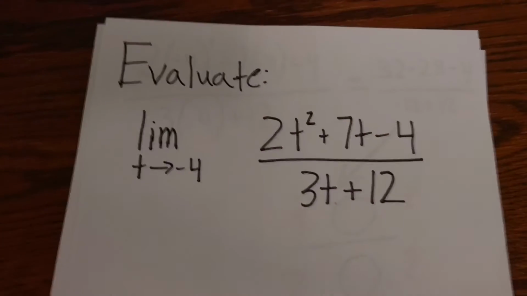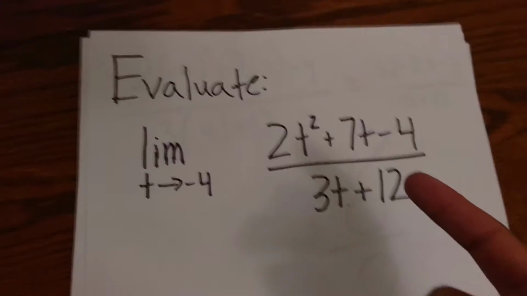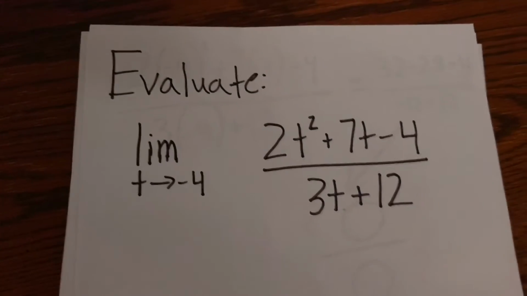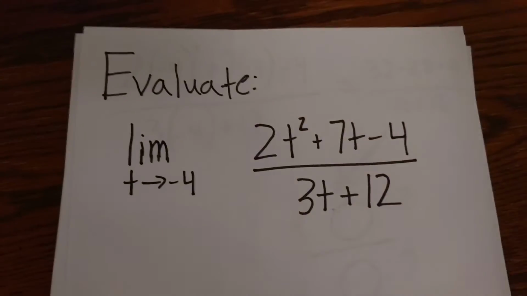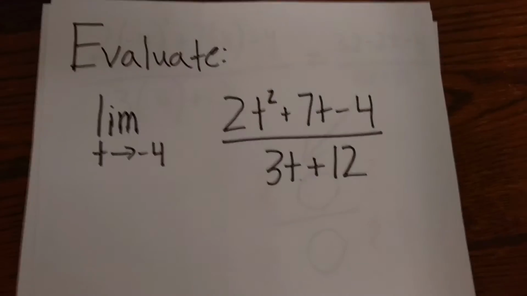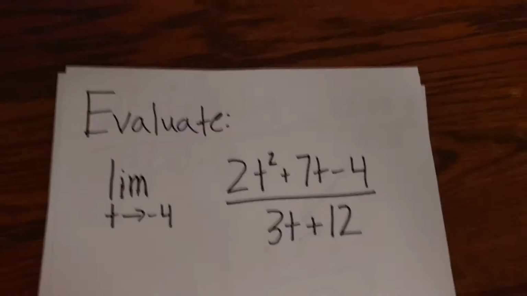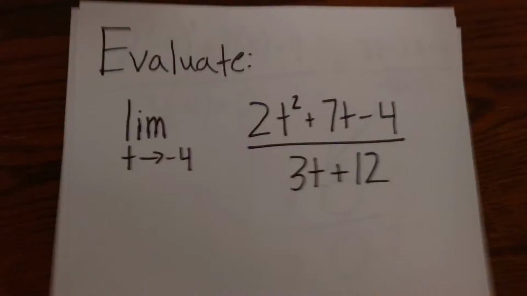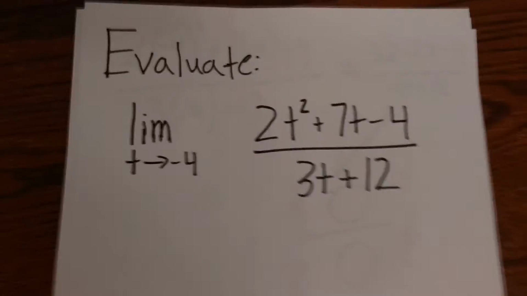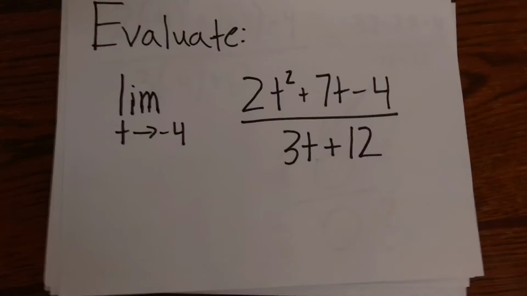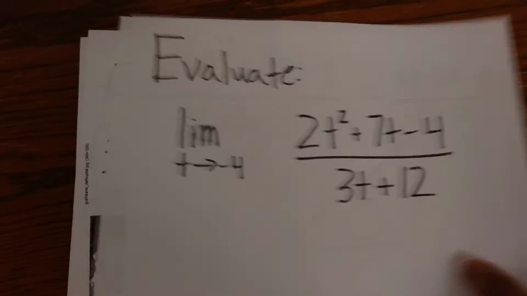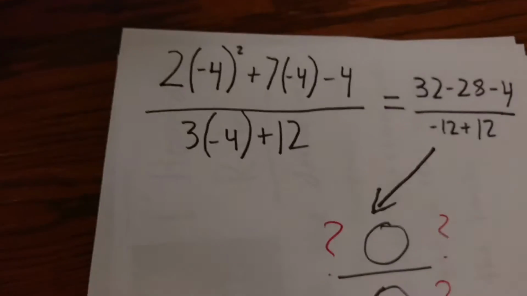Now, let's try some practice. Evaluate this limit right here: 2t squared plus 7t minus 4 divided by 3t plus 12 as t approaches negative 4. Now you might be thinking, Mushfiq, all I have to do is just plug this in. Simple. Then let's plug it in, shall we?